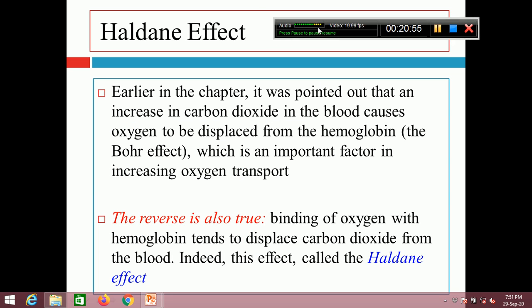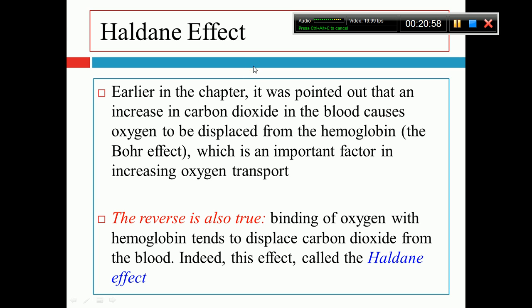So there is an effect called the Haldane effect. What is that? Earlier in this chapter we pointed out that an increase in carbon dioxide in the blood causes oxygen to be displaced from the hemoglobin, the Bohr effect, which is an important factor in increasing oxygen transport. So why was that? When we discussed oxygen transport, simply what happens, if this is the blood, for example, this is the blood here.